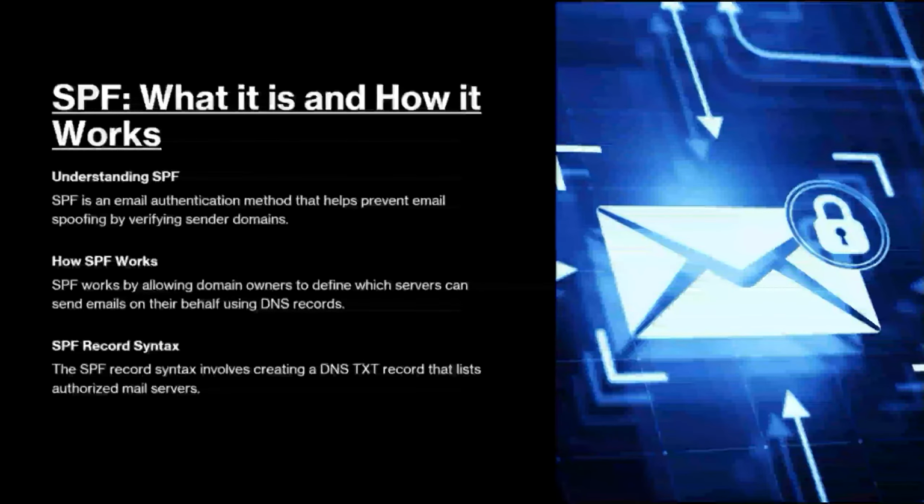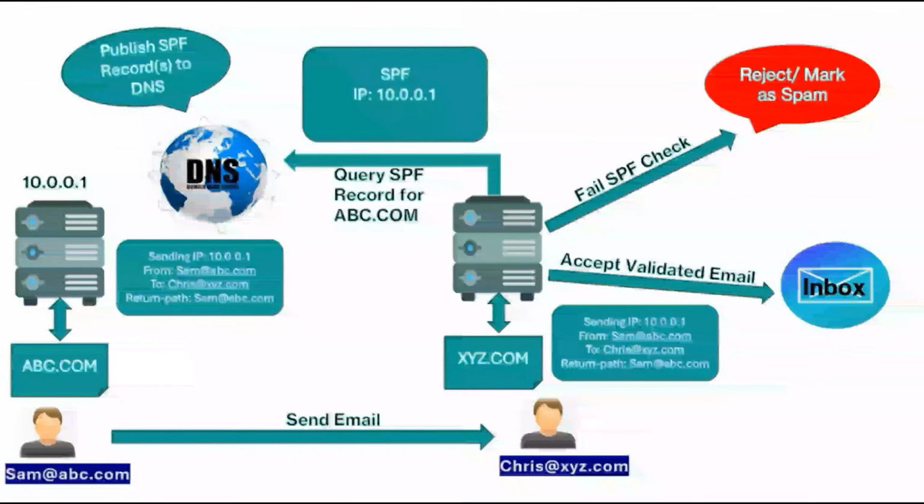Now let's take a close look through this diagram that I have put here to understand the SPF concept. Assume an organization, abc.com, has added an SPF record in the global DNS. Assume there's an email server through which abc.com will be sending email, and the server IP address is 10.0.0.1.